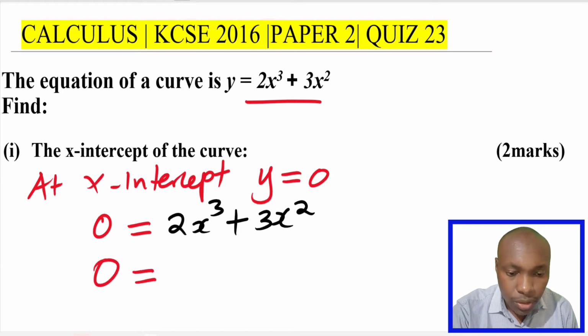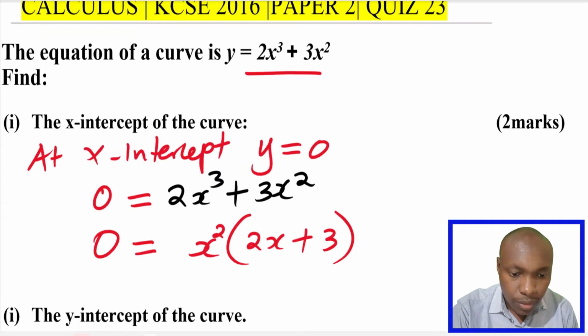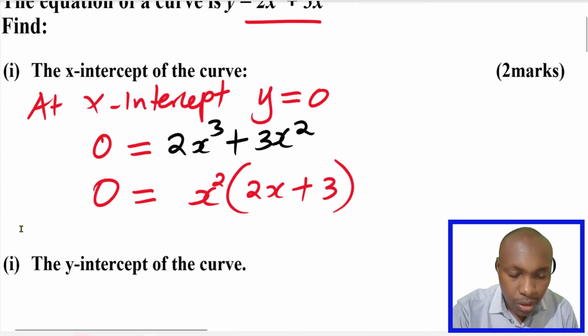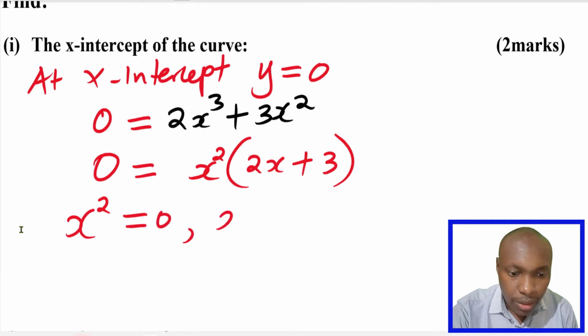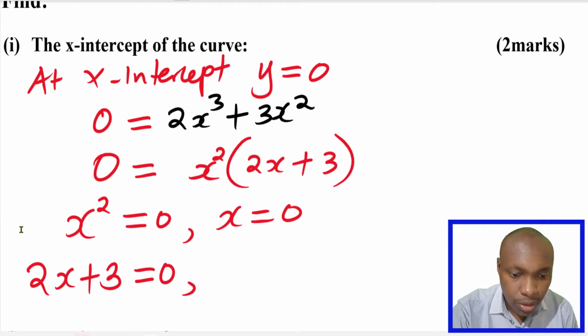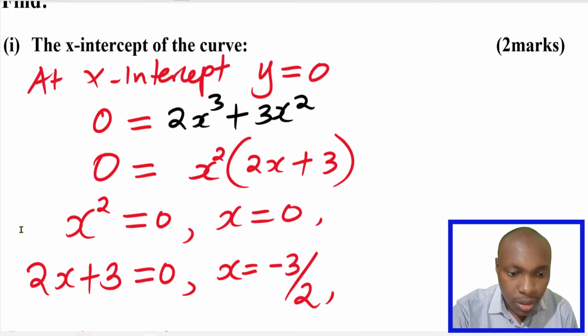When you do that, this is what you get: 0 equals, we factor out x squared, which is common, x squared into 2x plus 3. After factoring out what is common, the next thing is to get x squared equals 0, and for that x will be 0, and the other one is 2x plus 3 equals 0, and in this case x equals negative 3 over 2. When multiplying two numbers and the product is 0, then x squared should be 0, or 2x plus 3 equals 0.